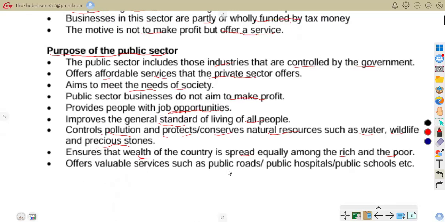It offers valuable services such as public roads, public hospitals, and public schools. So it provides important services essential for daily life.